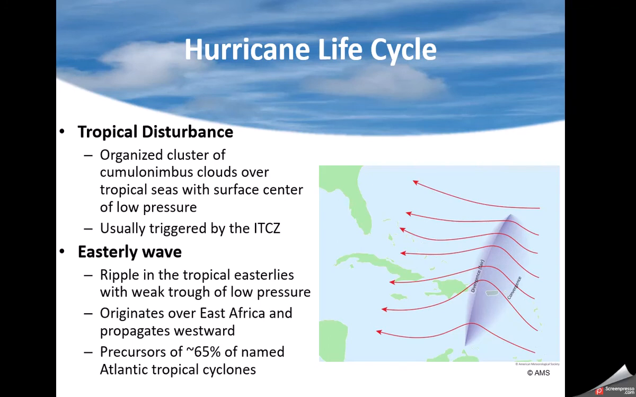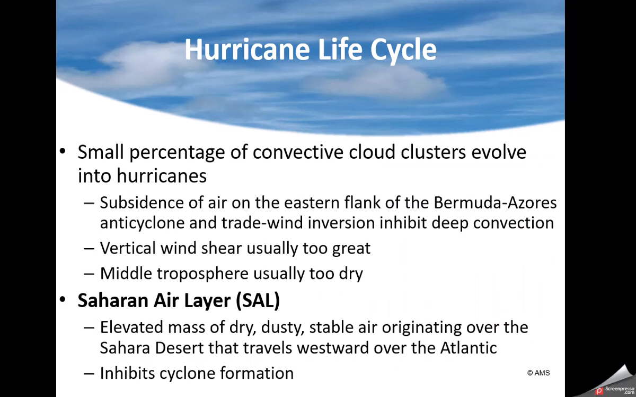Many hurricanes form from easterly waves. Easterly waves develop thunderstorms along their path. The circulation begins to develop within that area of thunderstorms, and that eventually possibly develops into a tropical depression, and then maybe into a tropical storm, and eventually into a hurricane.